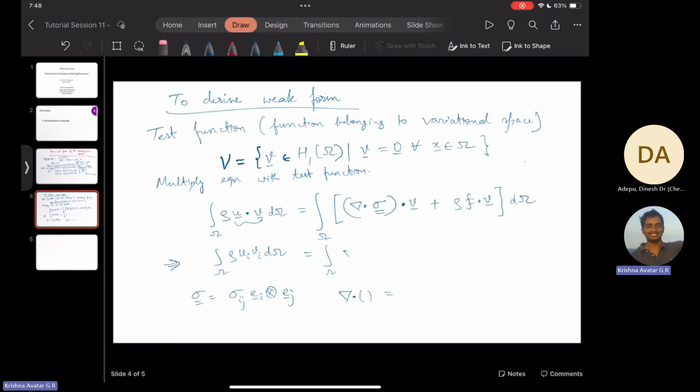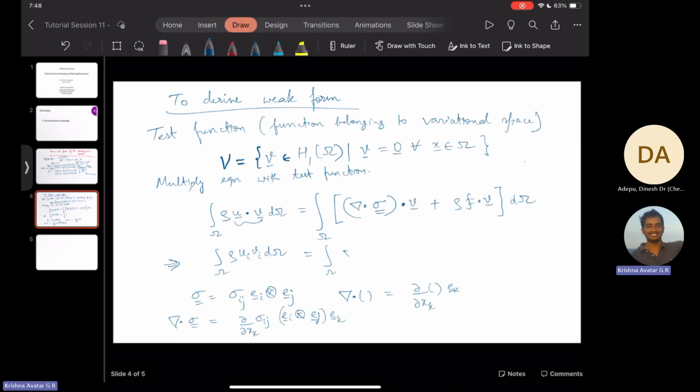So this is how it acts. Divergence of something, and then just put here e_k. So when you act on this divergence of sigma, this will be partial sigma_ij by partial x, then e_i, e_j, and then e_k.